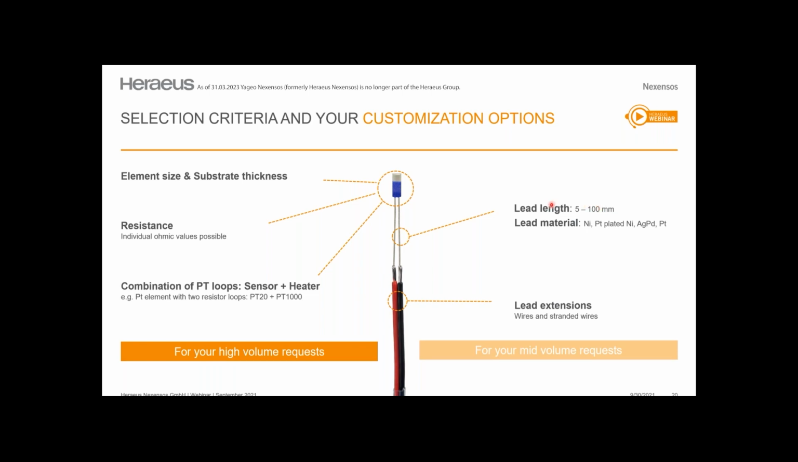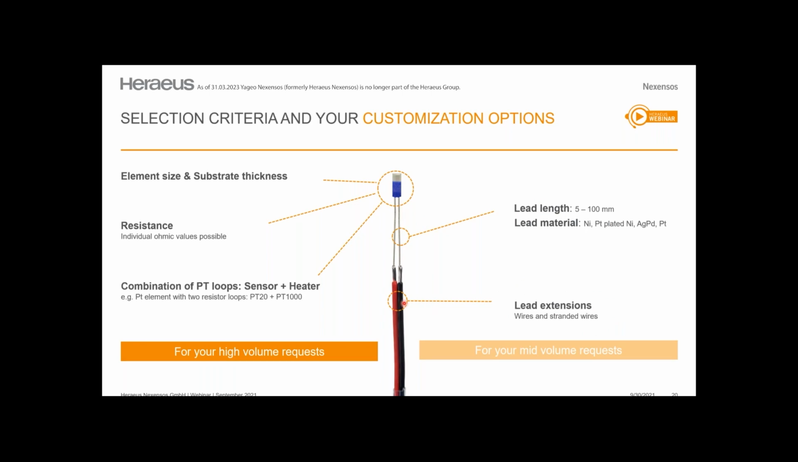On the right-hand side, you see what we can customize in mid and lower volumes. This is, for example, the length of the lead wires of the element, which can be adjusted in a range of 5 to 100 millimeters. It can be made from different materials such as nickel, plated nickel, or silver, palladium, or platinum. And of course, we could add lead extensions if you want to outsource some of the things you typically do. And these are topics we can offer from, let's say, a couple of 10,000s for the pin variations, or even in the lower thousands when we talk about lead extensions.